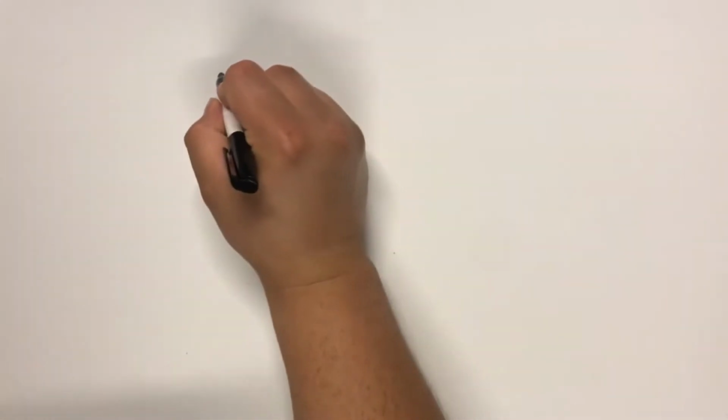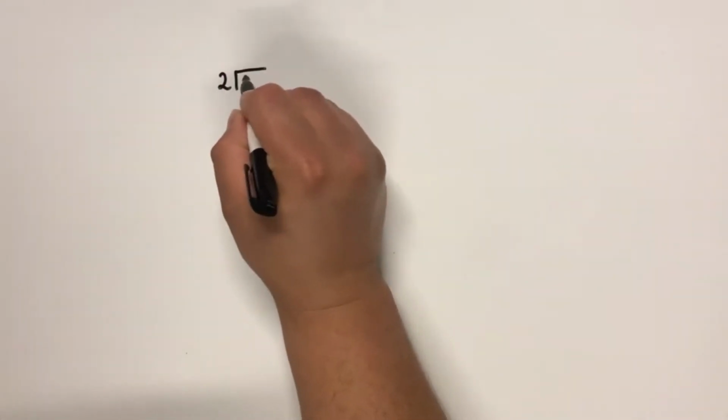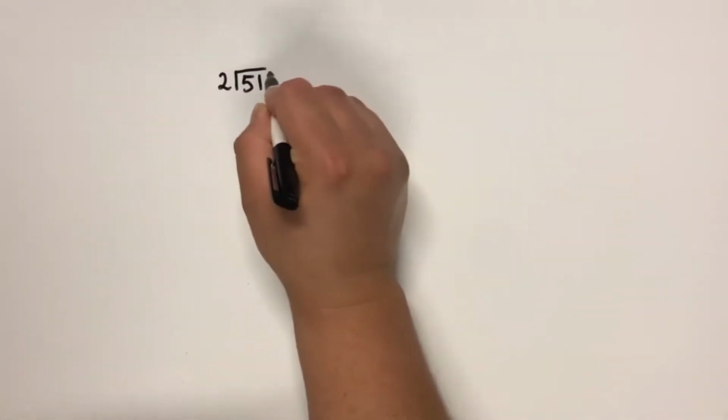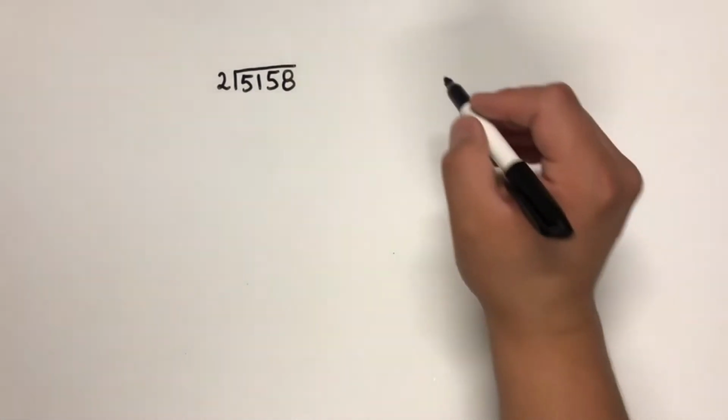Okay, let's do the division of 2 divides the number 5158. Okay, the first thing I'm going to do is look at the number outside of the division house, which is the number 2. And then I'm going to produce the multiplication table of times 2.